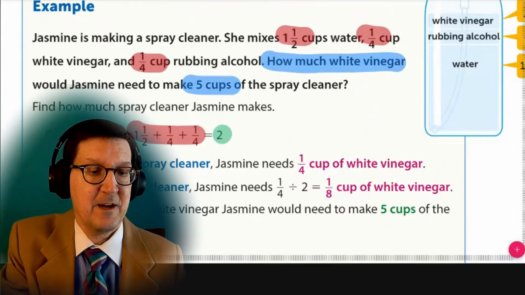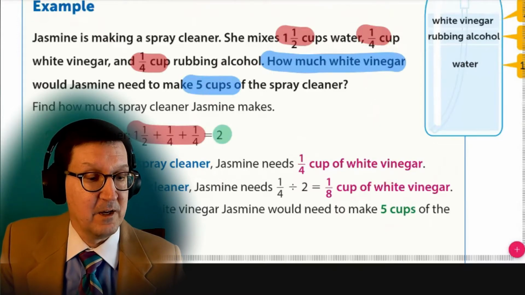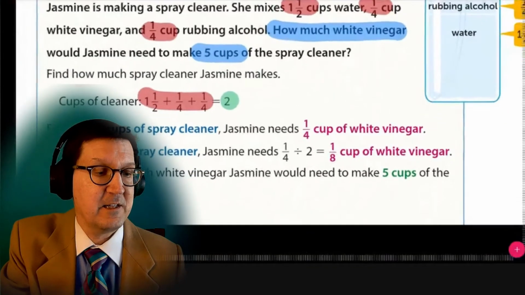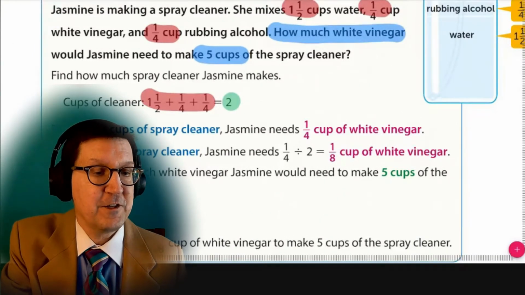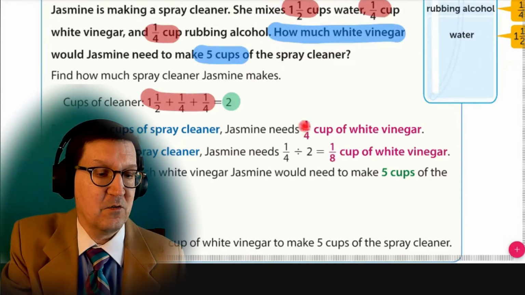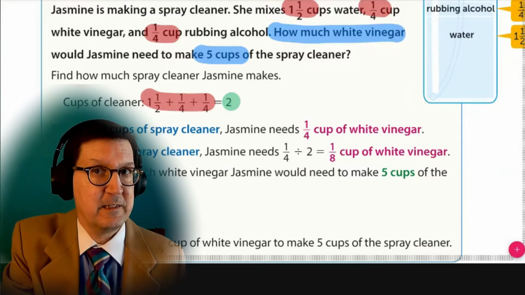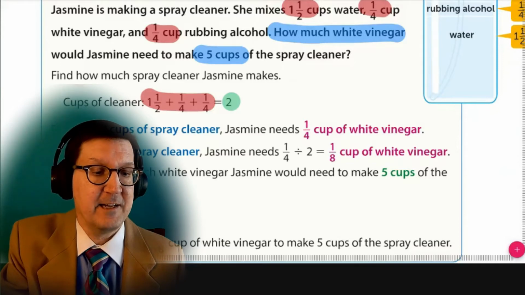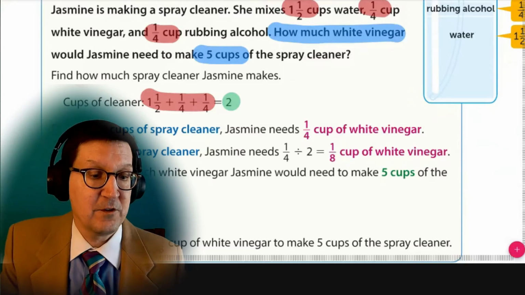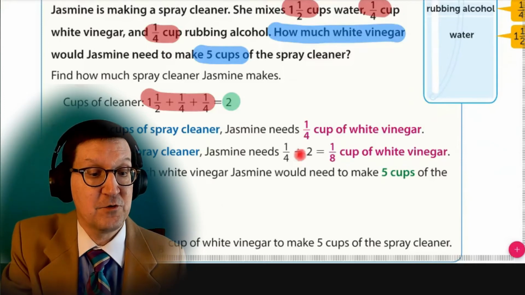So we want to know how much vinegar for 5 cups of cleaner. What we can do is make a proportion, right? Like it says in this example. For every 2 cups of cleaner, she needs a 1/4 cup of white vinegar. That's what we just saw. So for 1 cup, she would need 1/4 divided by 2, right? Because we're looking at vinegar per spray cleaner, so we want to find the unit rate for that. To find vinegar for 1 cup of spray cleaner, you divide. 1/4 divided by 2 is 1/4 times 1/2, which gives you 1/8 of a cup of white vinegar.